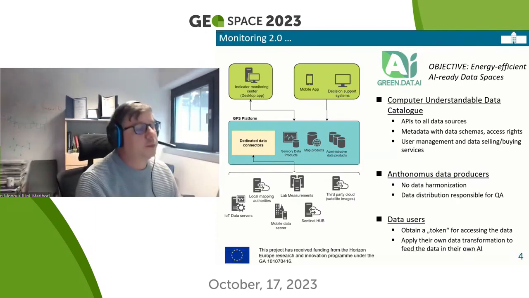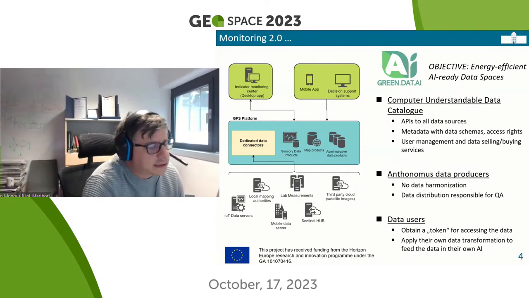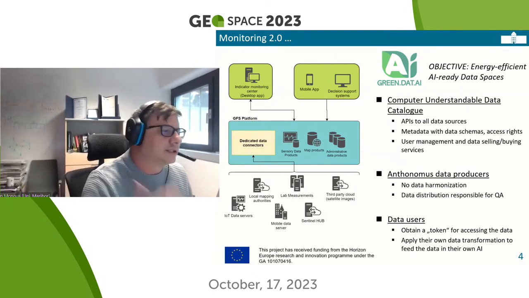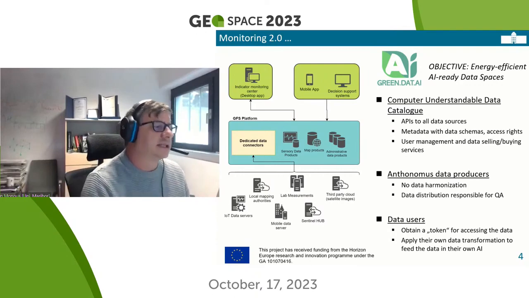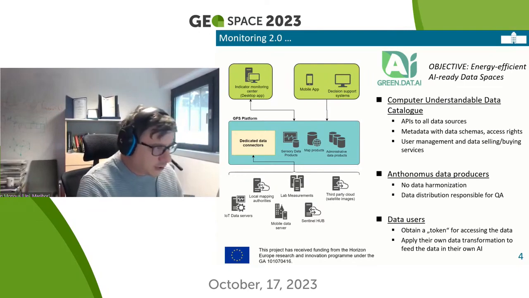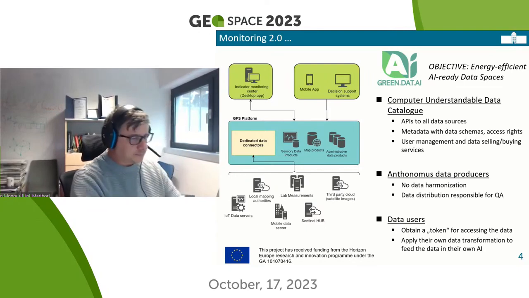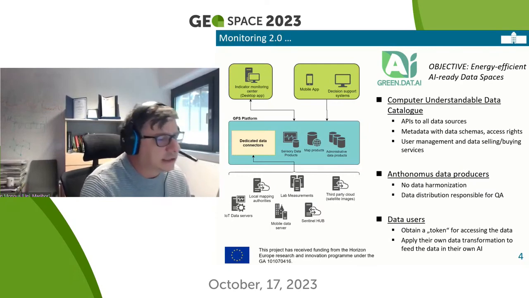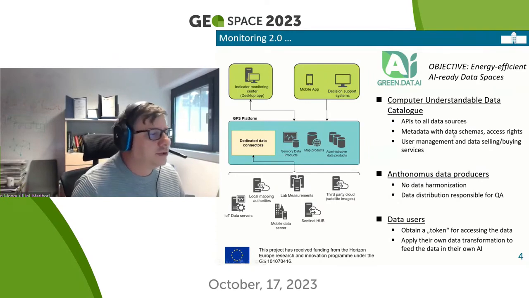Simply speaking, it should be computer-understandable metadata, so that you can write a script with which you can search through all the available data sets at one point, negotiate the terms of usage of that data set, and then obtain a token, and with this token go to the actual data provider and get the data, which you may then use in your systems.